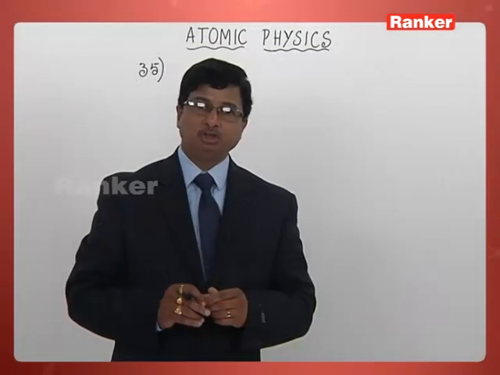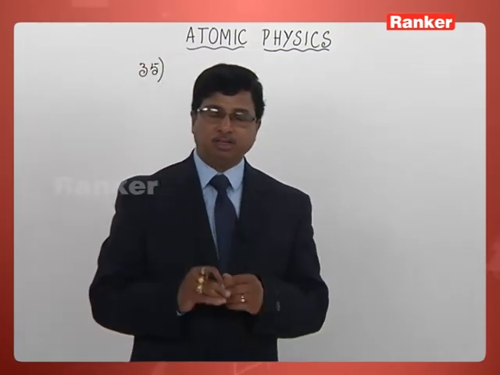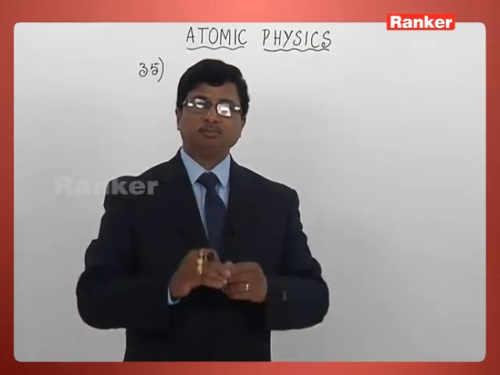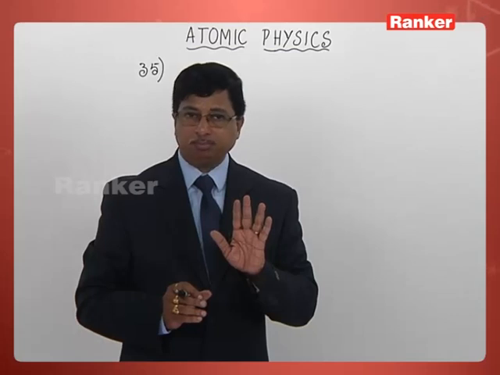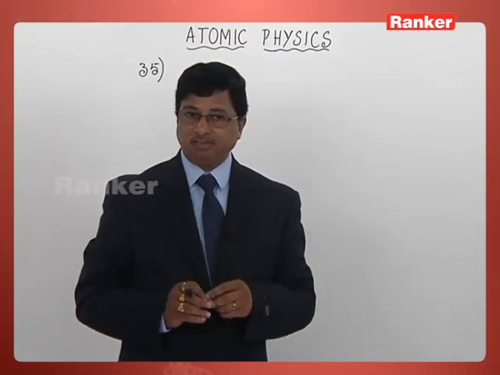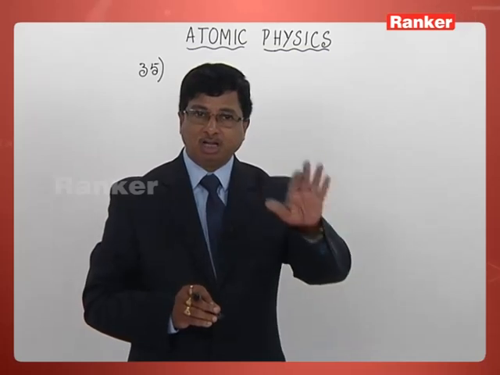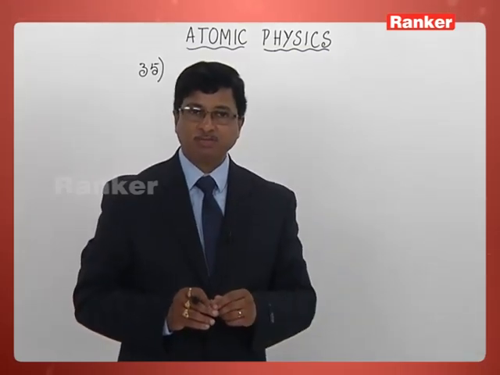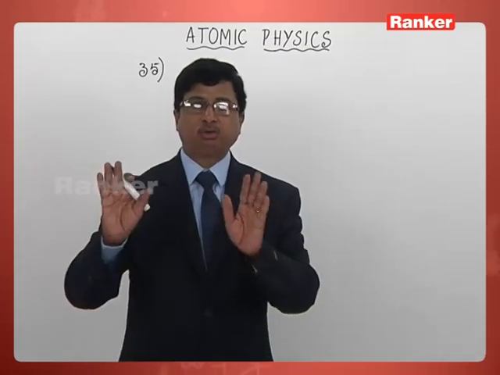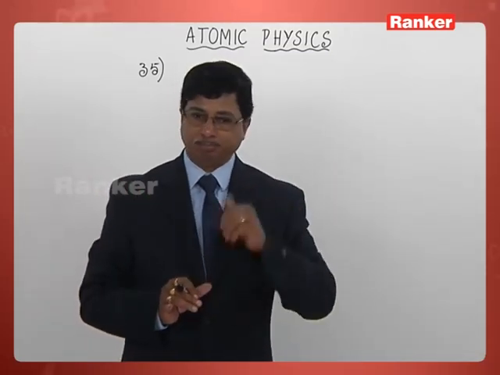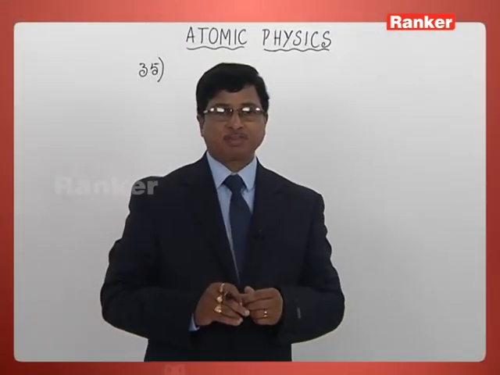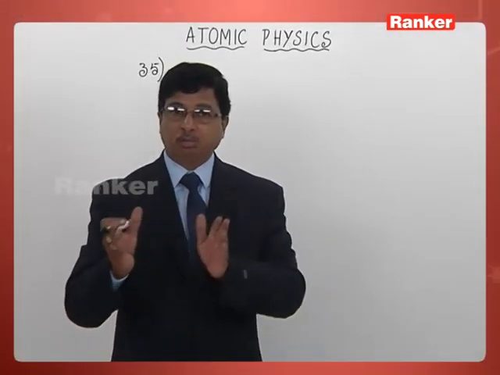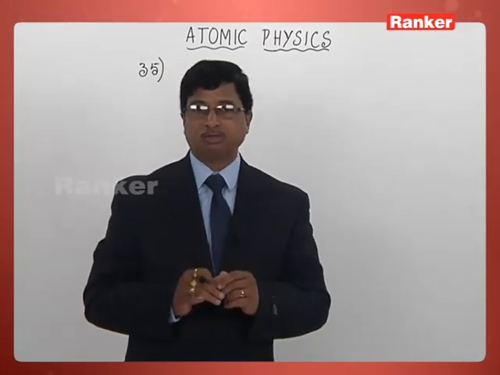Usually what we think of is, when speed is doubled, kinetic energy becomes 4 times. That's what we generally feel. But in this case, since some of the passengers have got down, the kinetic energy is increased 2 times only, according to him. Its de Broglie wavelength now is how much? So velocity is doubled, kinetic energy of the bus also is doubled. That is what he is talking about.